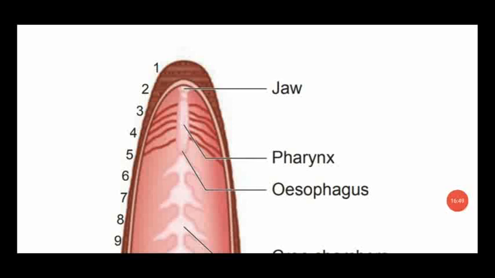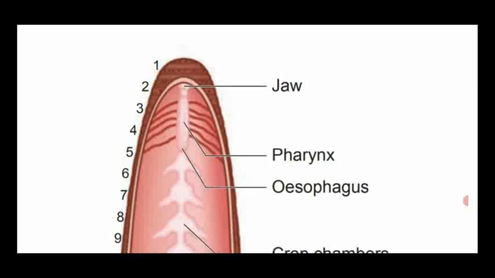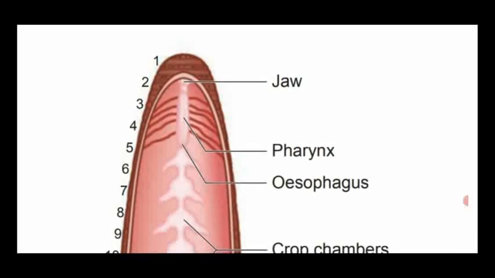Dear students, see the diagram. This is the digestive system of the leech. The first one is the mouth, which is present in the anterior sucker and leads into a small tubular structure called the buccal cavity. The buccal cavity contains 3 jaws. Each jaw has a single pair of small minute teeth.